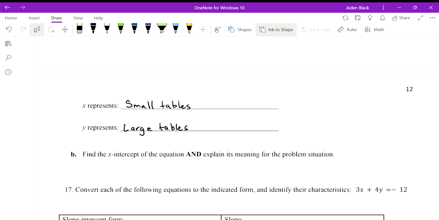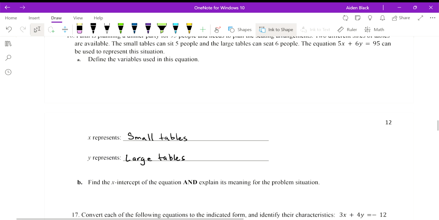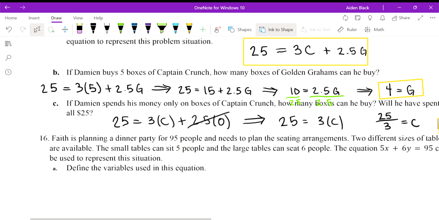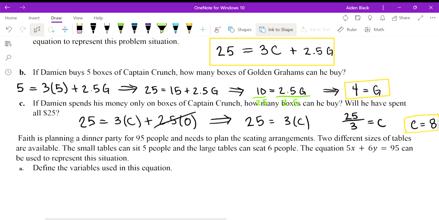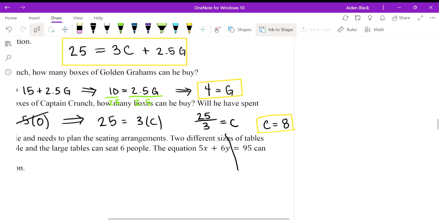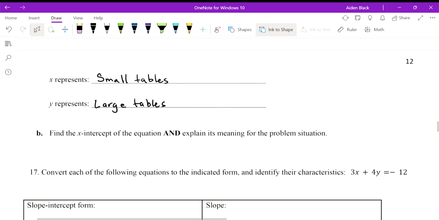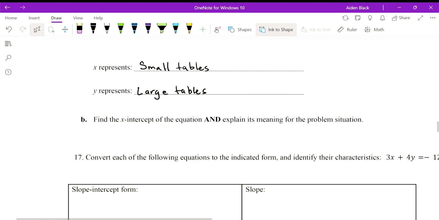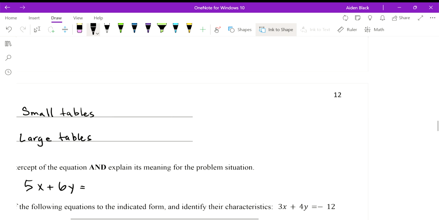Find the x-intercept of the equation and explain its meaning for the problem situation. The x-intercept is just like what we would think of as the c-intercept in this problem. We said that the g value was 0, so then whatever we got for c, that would be the c-intercept. So let's check it out. I'm going to rewrite this 5x plus 6y. Was it 95? 95.